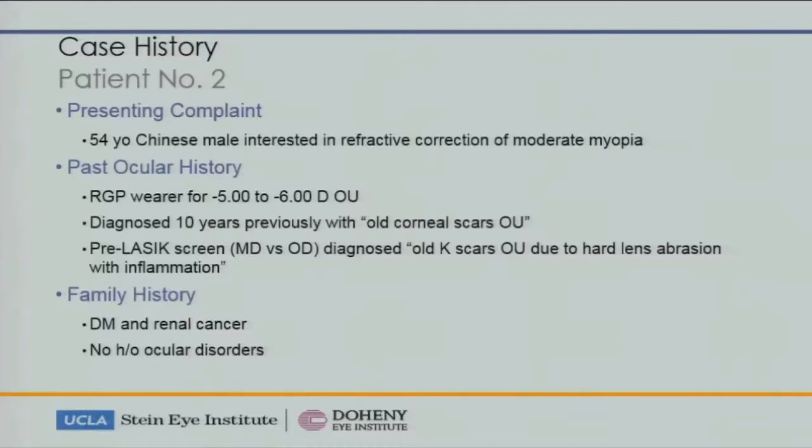Second case, this is a 54-year-old Chinese gentleman in San Francisco interested in refractive correction of moderate myopia. This is not Dr. Bansal's patient. Clarify that right now. He's been an RGP wearer for moderate myopia, diagnosed 10 years previously with old corneal scars in each eye. He had a pre-LASIK screen. It's not clear from the notes that I have whether it's an MD or an OD, but it was an eye care provider who diagnosed him with old corneal scars due to hard contact lens abrasions with inflammation. Family history of diabetes and renal cancer, no family history of ocular disease.